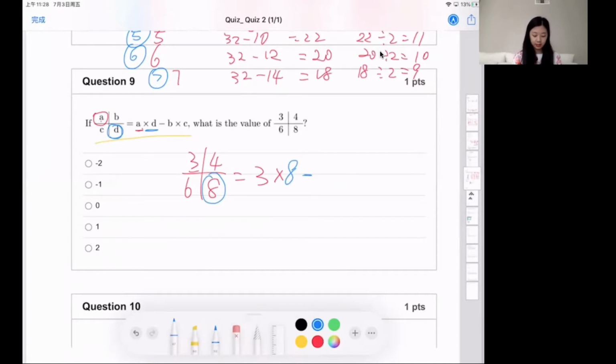Minus B is here. B minus B is 4 times C is 6, okay? Then we can do it. 3 times 8 is 24 minus 4 times 6, 24. So it equals 0, okay?